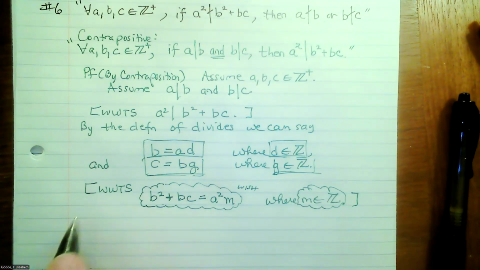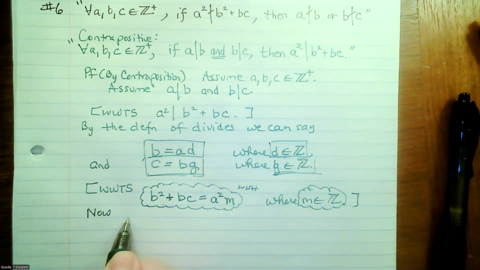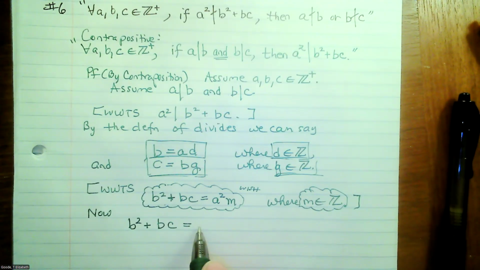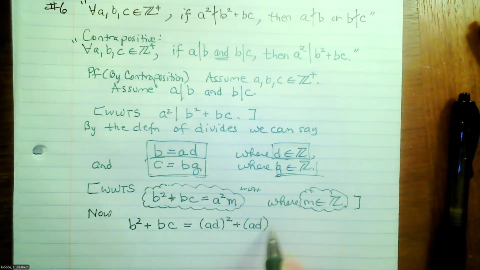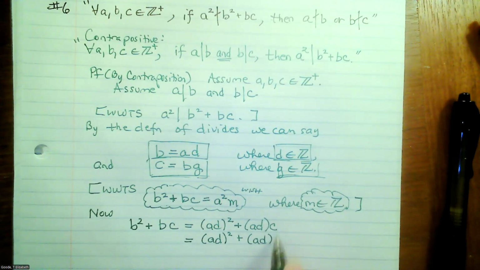Well, we can start doing some substitutions like you'd suggested. So one thing we could do is replace our B's or replace our C's. So let's do B's first. Okay, so b squared plus bc is going to be equal to AD quantity squared, plus AD times C. Good. And then on the next line, we could replace that C with BG. Okay.